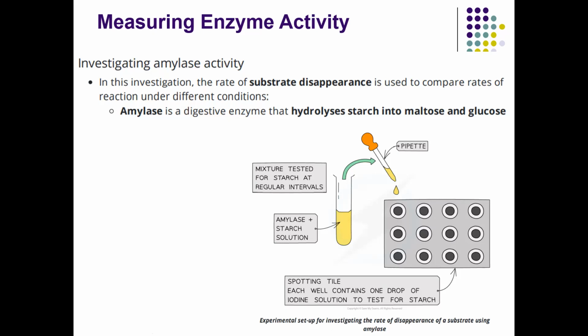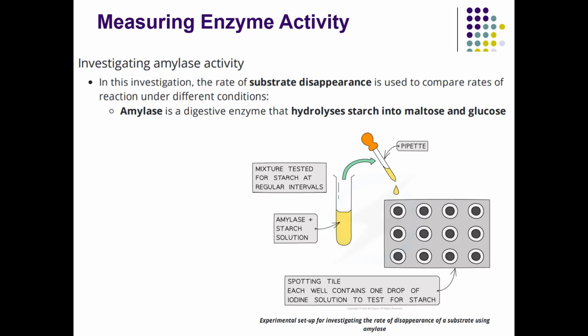Okay. So I will repeat this explanation. Basically, we prepare the spotting tile with some iodine already put in the spotting tile. Yeah. So iodine is already present in the spotting tile. After that, we prepare the tube that contains the mixture of the starch and the amylase. When we put the amylase into the starch, we already have the stopwatch prepared. So when we add the amylase into the starch, we start the stopwatch.